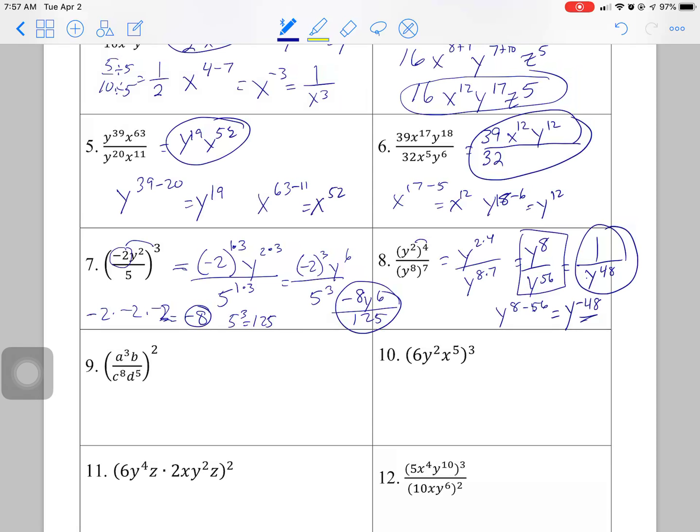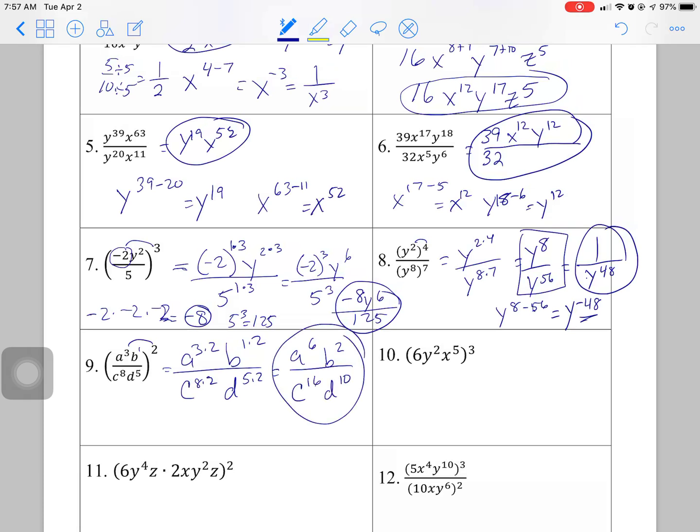Okay. All right. This one is going to be a to the 3 times 2, b to the 1 times 2, right? If you don't see something, it's a 1. 2 times 8, 2 times 5. This gives me a to the 6th, b to the 2nd, c to the 16th, d to the 10. Done. None of those are the same, so we don't reduce anything away.